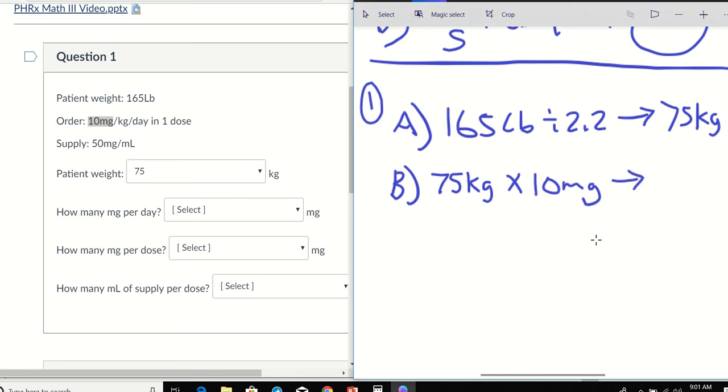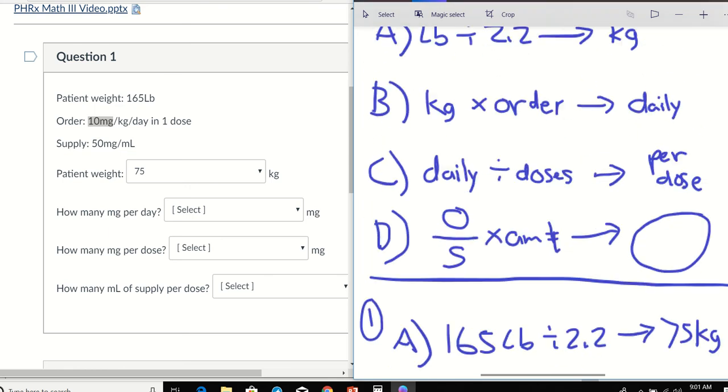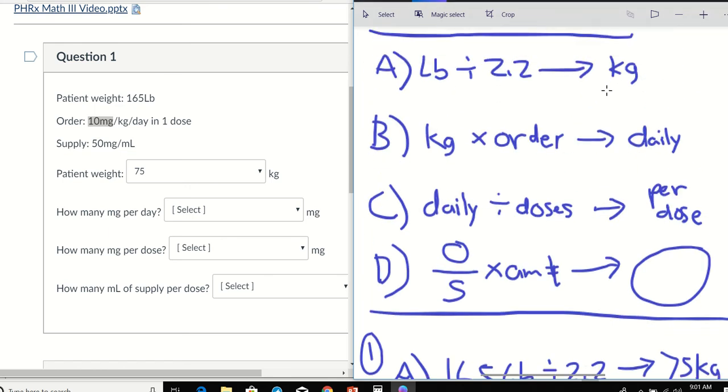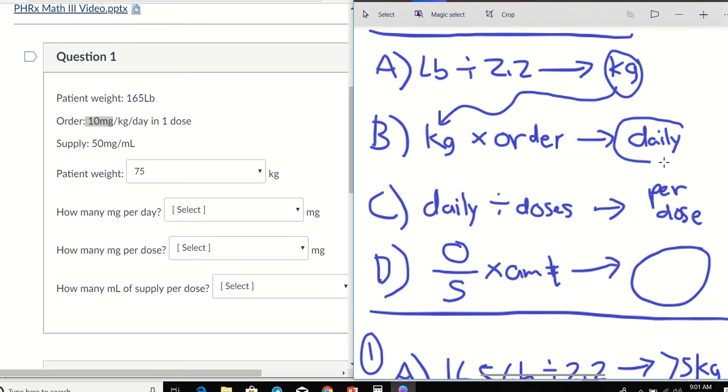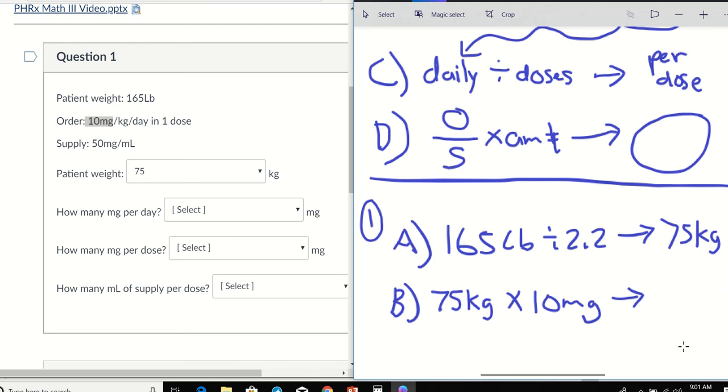So this is going to give you the daily amount, right? Here above, we did step A. We found the patient's body weight in kilos. Once you get that answer, that's going to be the starting point for step B. We multiply by the order for step B. In this case, it's 10 milligrams. And now that gave us our daily amount. So that's going to be our starting point for step C. So we need 750 milligrams per day.